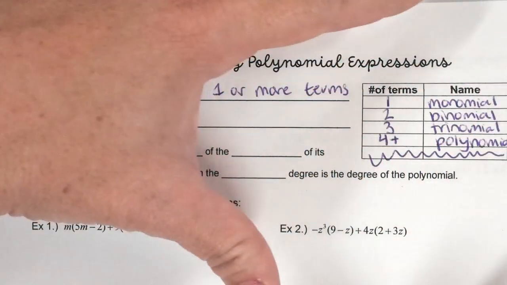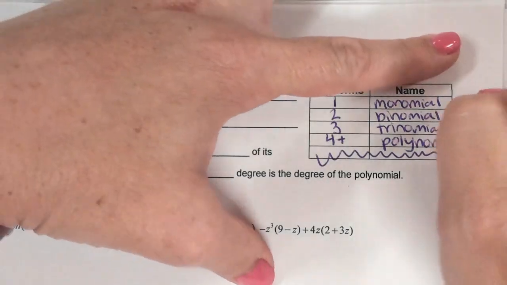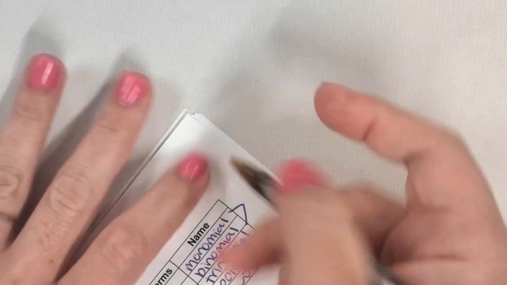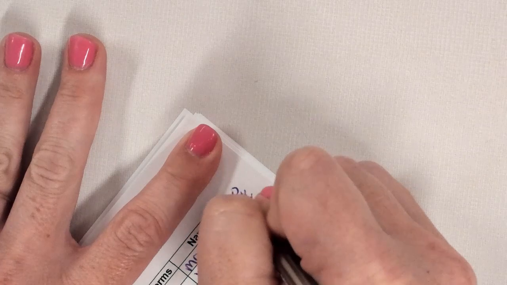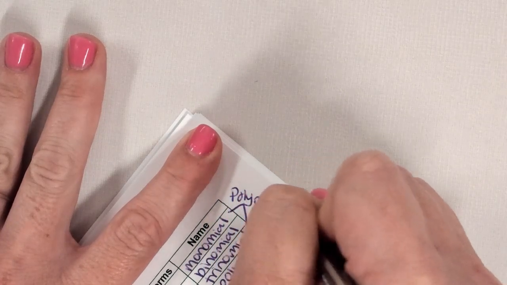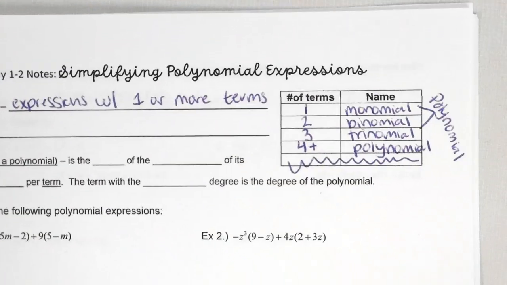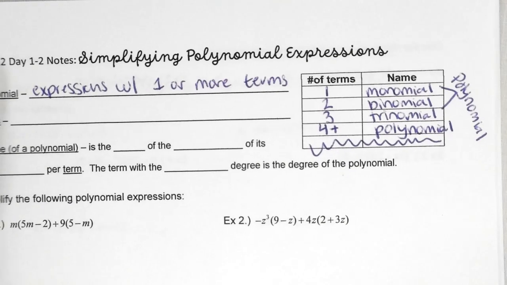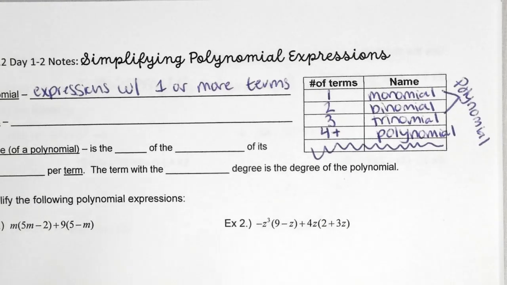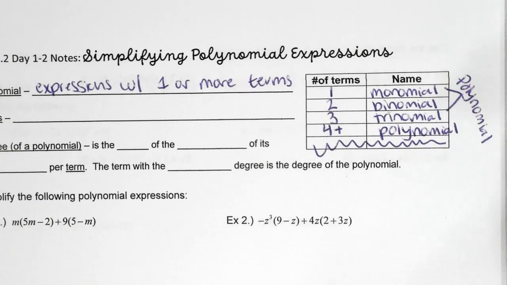Okay, but again, these first three can still be called a polynomial. So they can be called both, but more specifically, they can be called the more specific names which are inside the box. Yes?